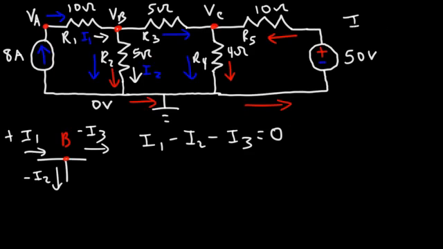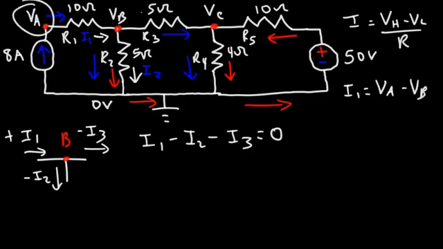So remember, the current is going to be the high voltage, or rather, the high electric potential minus the low electric potential divided by the resistor. So I1 is going to be, it's flowing from A to B, so VA is larger than VB, as you can see, divided by R1.